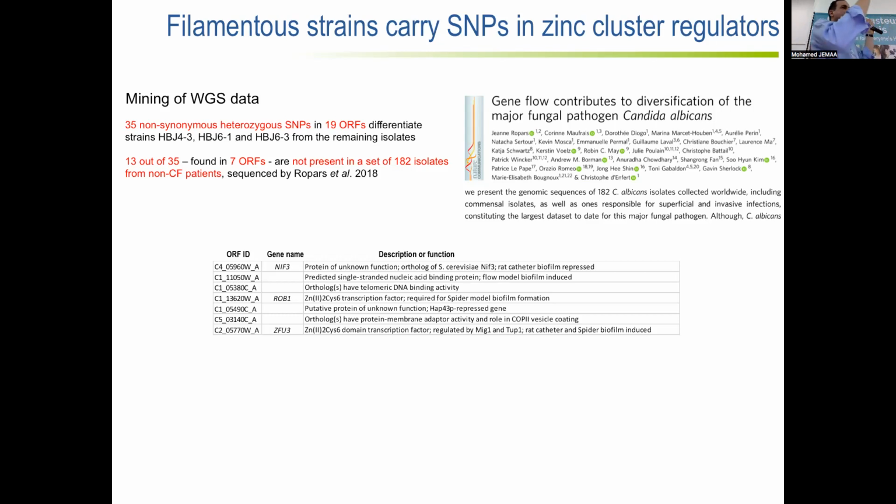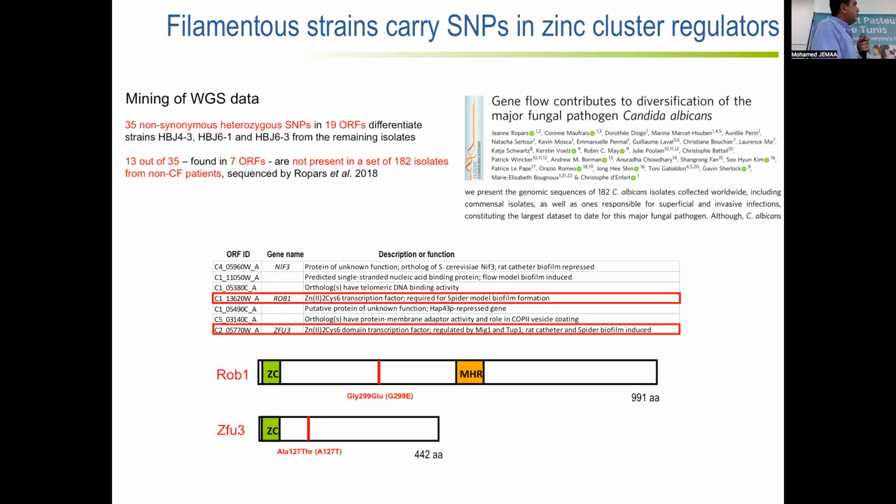So we're narrowing down the list of potential genes that confer this new phenotype in those isolates. And this is a list of those genes. And 2 are interesting for us, basically: 2 genes encoding 2 transcription factors of the zinc cluster family.